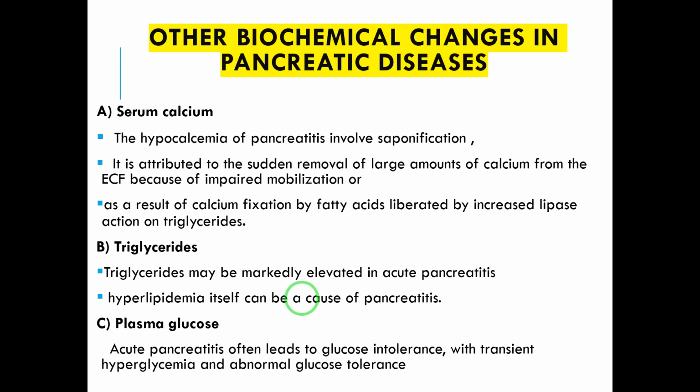So in acute pancreatitis, we will have increased serum amylase, increased serum lipase, and serum calcium. We may have hypocalcemia or sometimes hypercalcemia. We have hypertriglyceridemia and we have hyperglycemia.